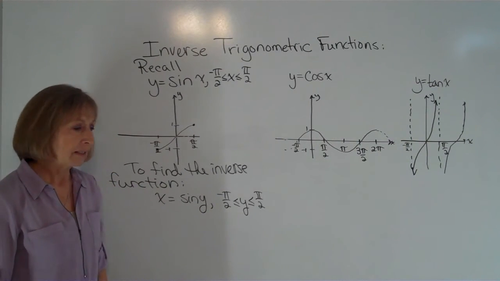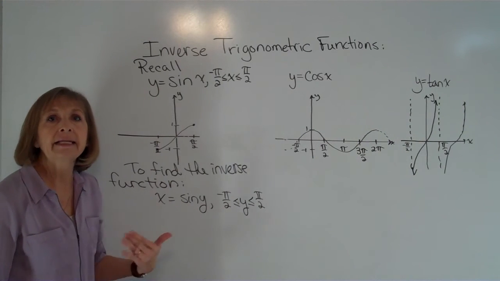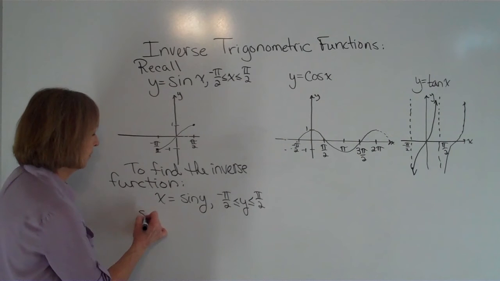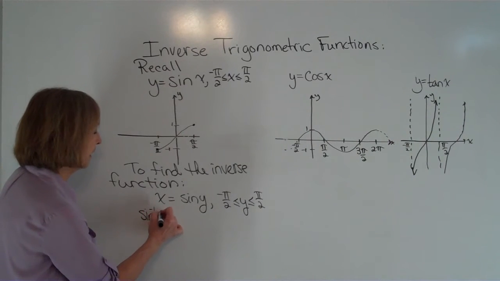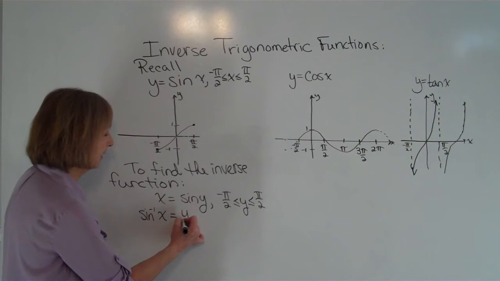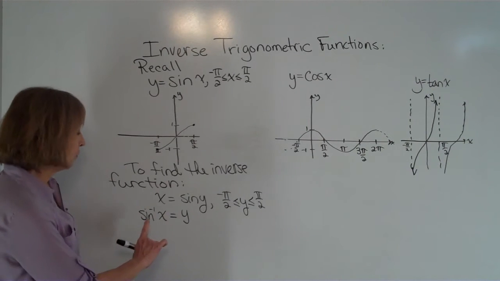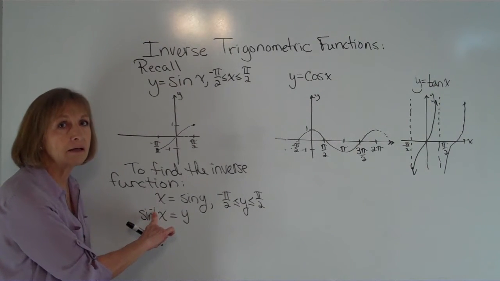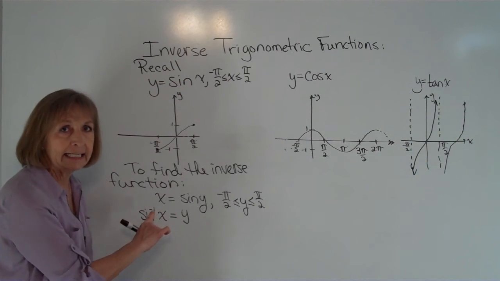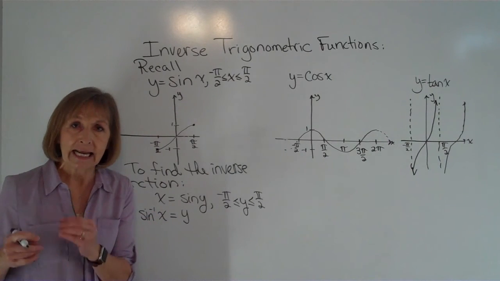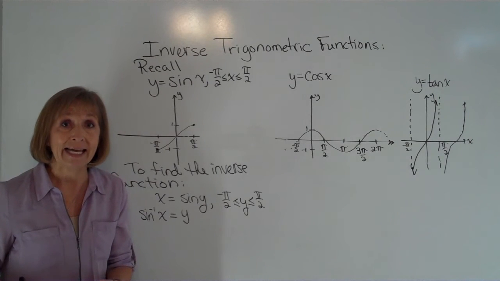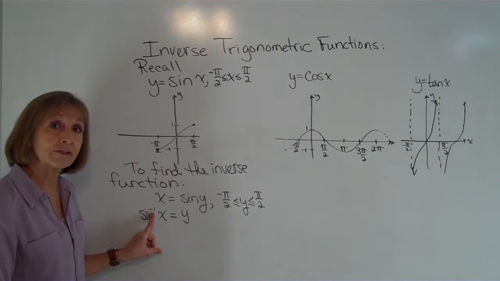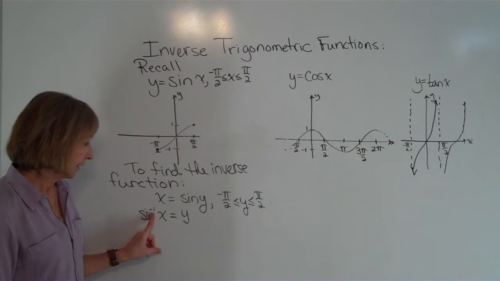Now, once we've switched the x's and y's, the next thing we're supposed to do is solve for y. To solve for y, I write this as the inverse sine. So inverse sine of x is equal to y. And I can write that with the inverse function notation. Remember, this is what undoes what the original function did. It's not a -1 exponent in this context; it's used as the inverse function notation.